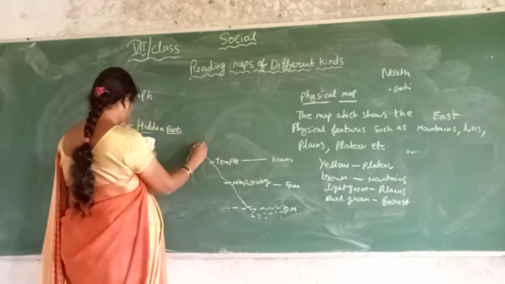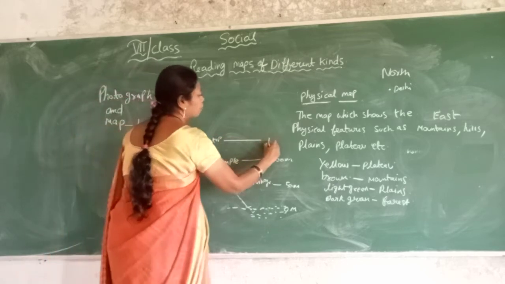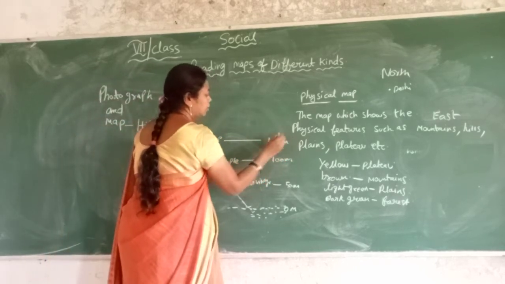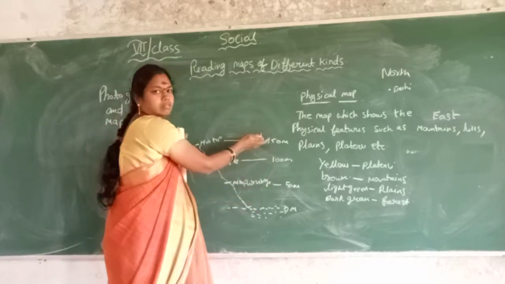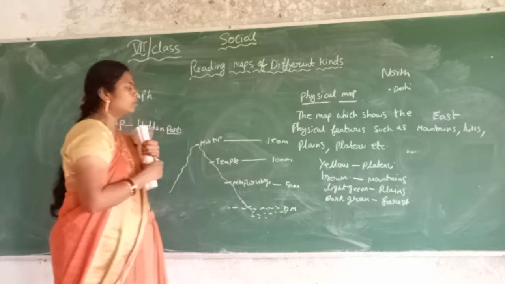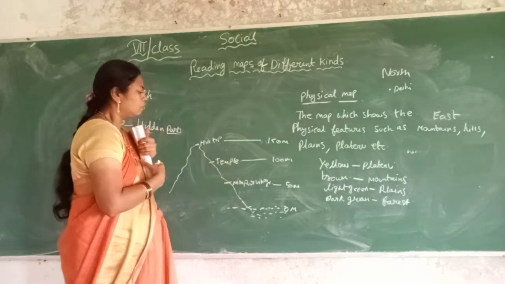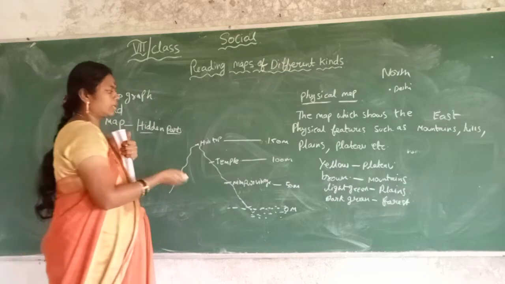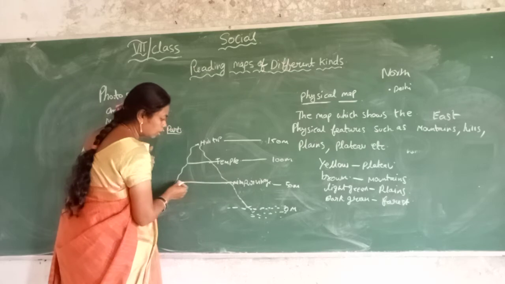And this is the hilltop. So this hilltop is 150 meters. The hilltop is 150 meters above sea level. So in this way, you will calculate the height of a particular place. You can calculate the height of a particular place with the help of these lines. These are known as contour lines.